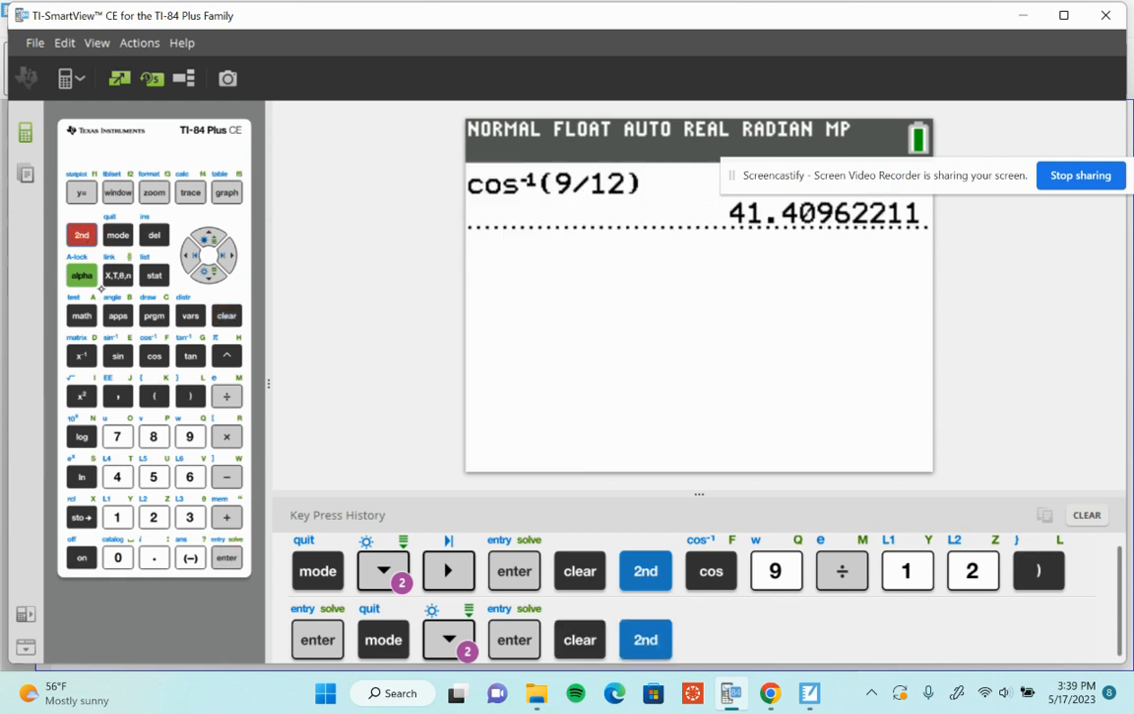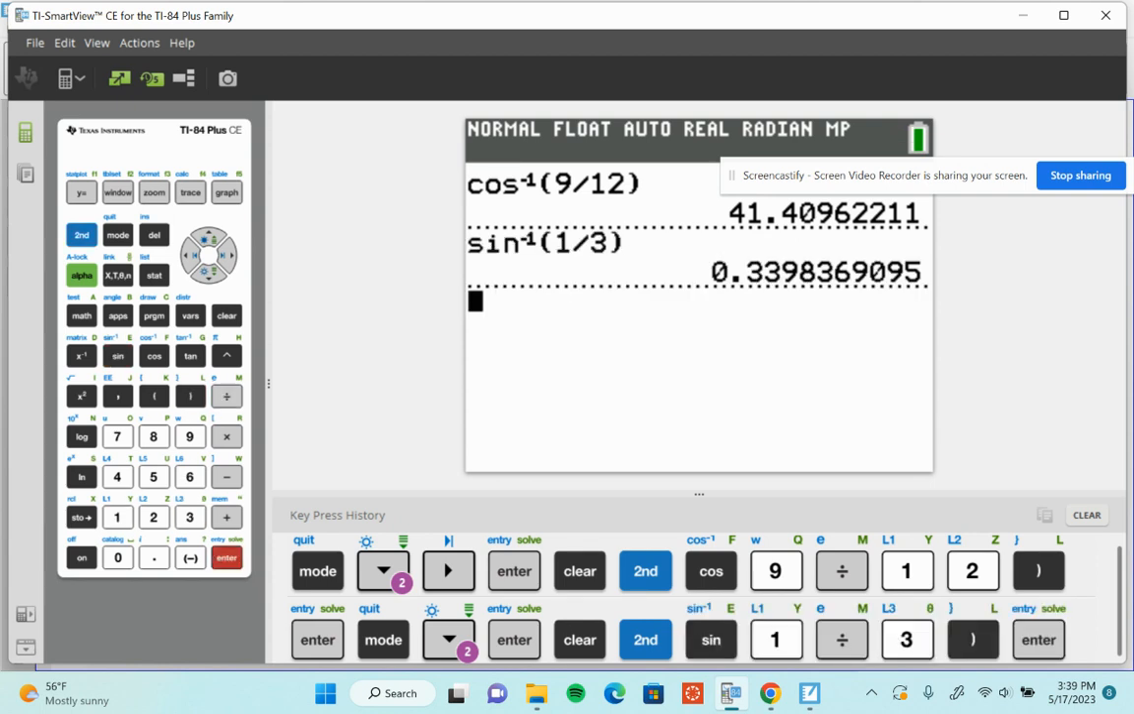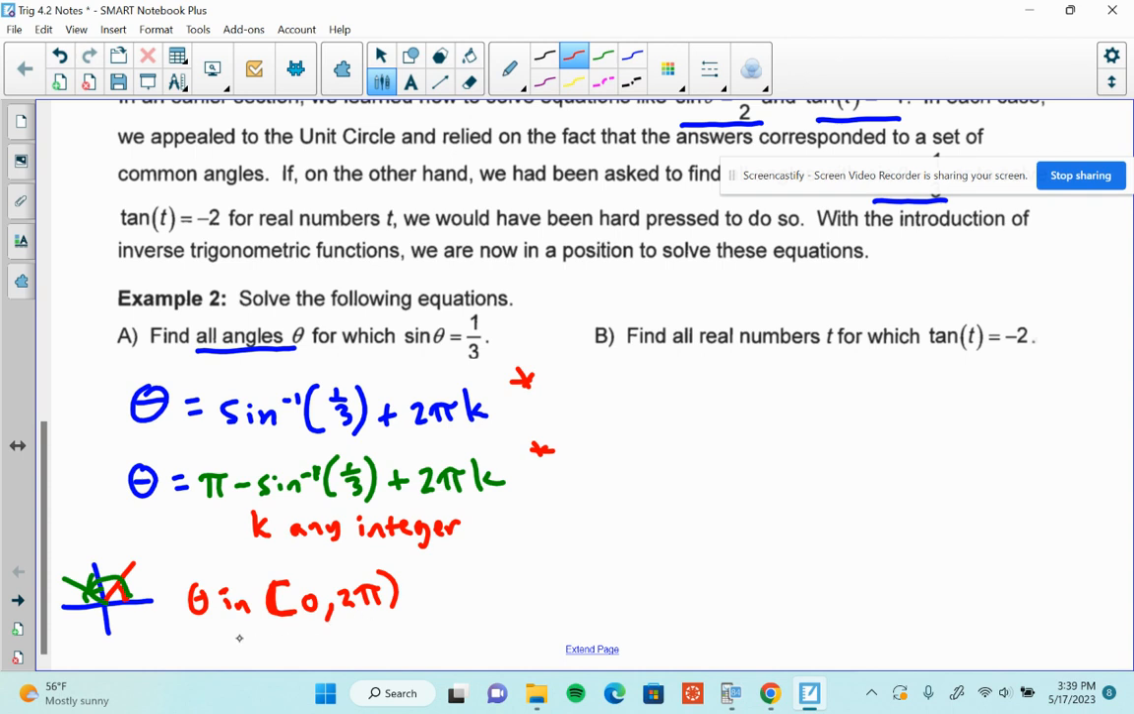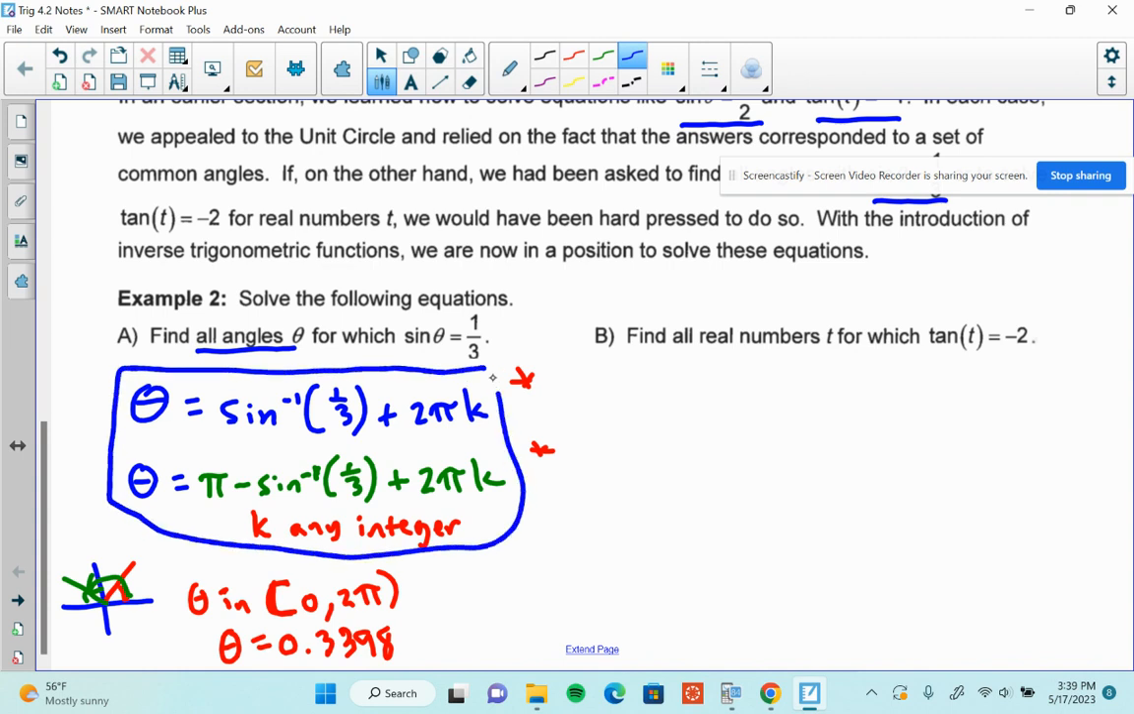So I'm going to do sine inverse of 1/3, and I get 0.3398. And then just pay careful attention to the directions on what you need to round to. So for this one, theta would be 0.3398. I'm just doing some extra things that are going to show up on the homework. I'm actually done right here with what they asked me to do.